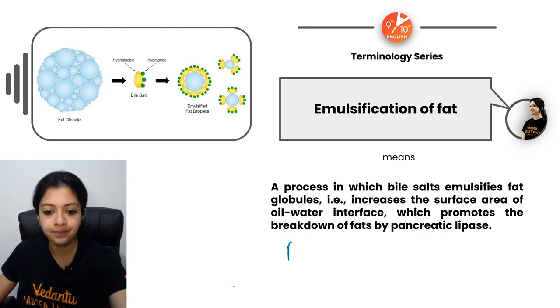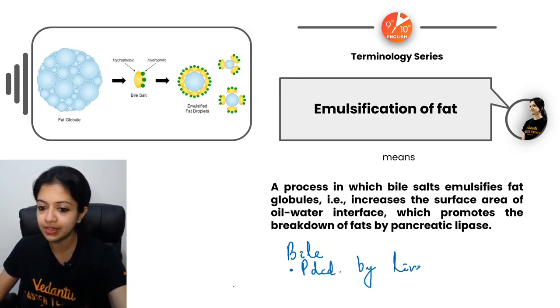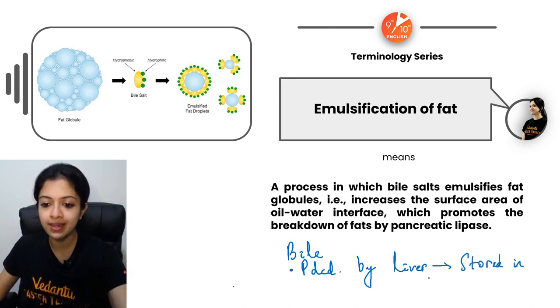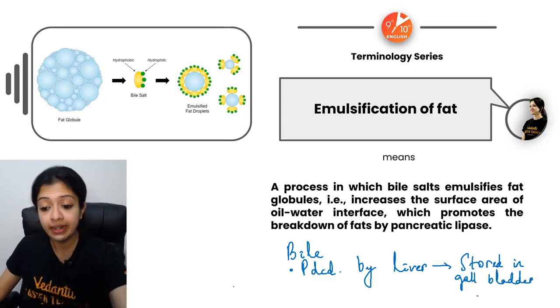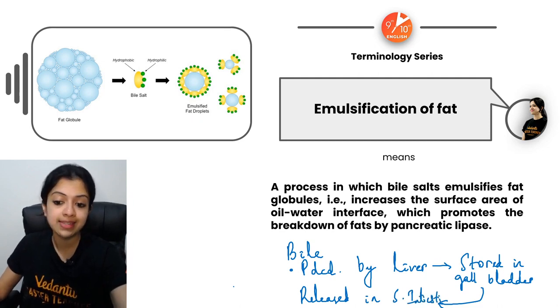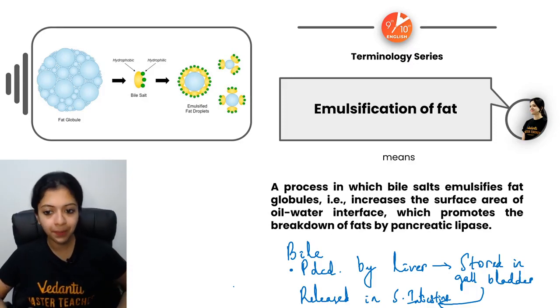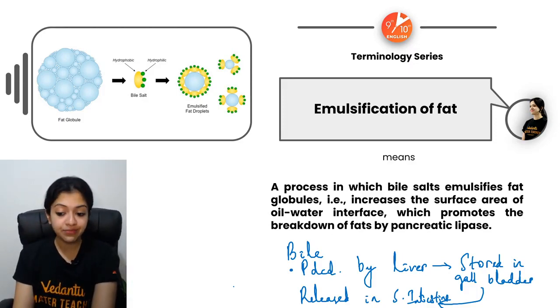Bile is produced by the liver, okay, produced by the liver. It is stored in the gallbladder, and it is released into the small intestine. Released in small intestine. That's where it acts on the food and carries out the emulsification process. Okay, right. So this is what emulsification would mean.